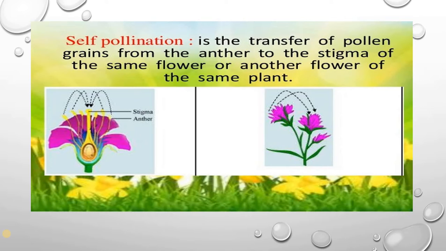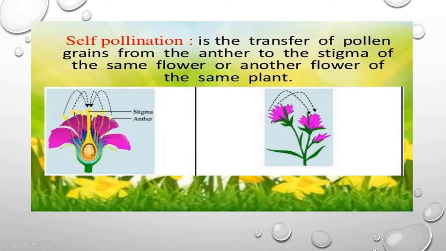So at first you have to know what is self pollination. Now what is self pollination? When the pollen grains from the anther of a flower are transferred to the stigma of the same flower or another flower on the same plant, it is called self pollination.